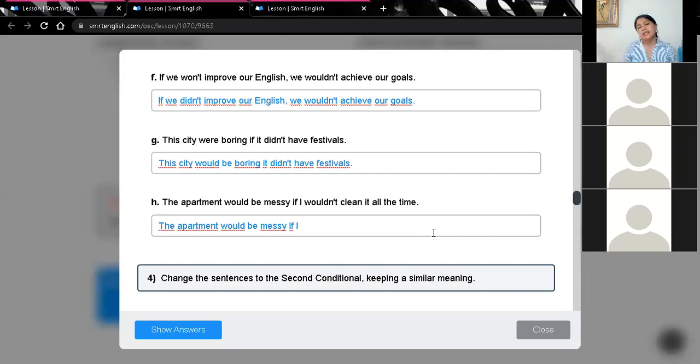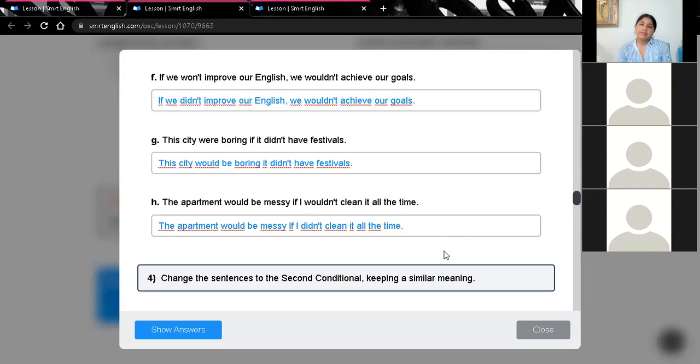But it doesn't make sense if you say if I clean it all the time, because it says the apartment will be messy, which means a disaster. The apartment will be messy if I clean it all the time. I think that you have to modify something else. If I didn't clean it all the time. Better? Okay.